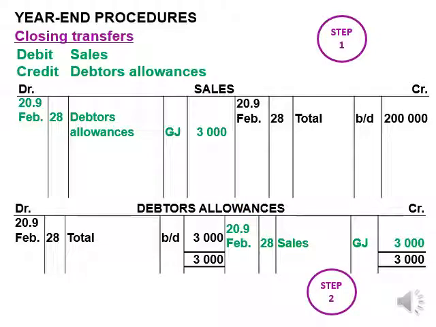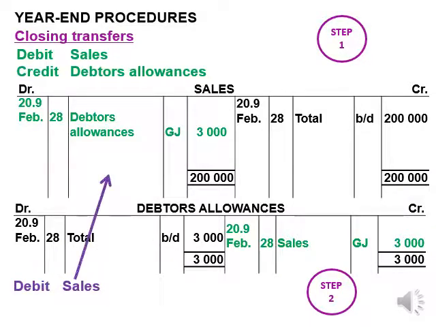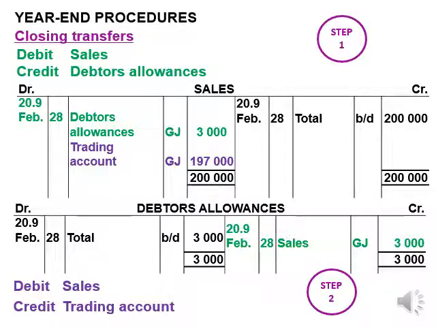Step number 2 now is to close and transfer sales. And we will close and transfer sales, the difference between the credit amount and the debit amount, by debiting sales with the 197,000 and by crediting the trading account. The trading account is one of our final accounts, and in the trading account we calculate the gross profit. And how do we calculate gross profit? Sales minus cost of sales. So in order to calculate the gross profit, we need sales in the trading account.